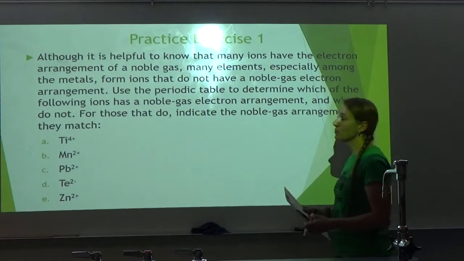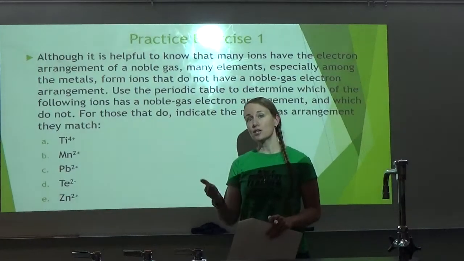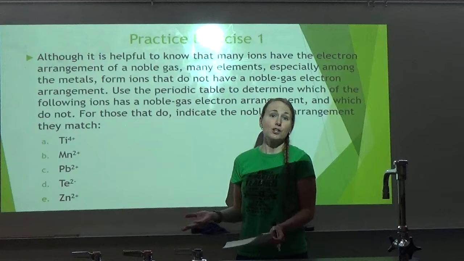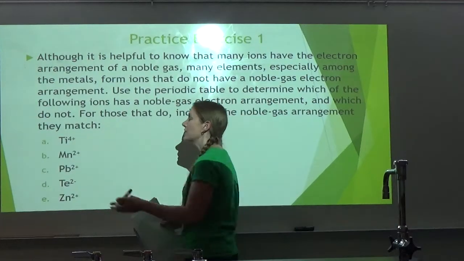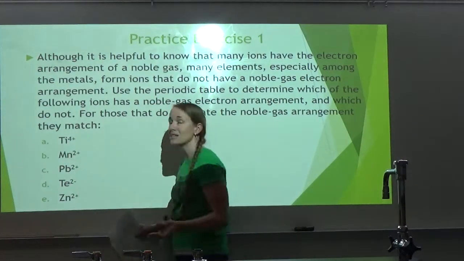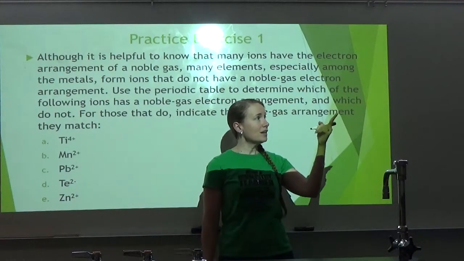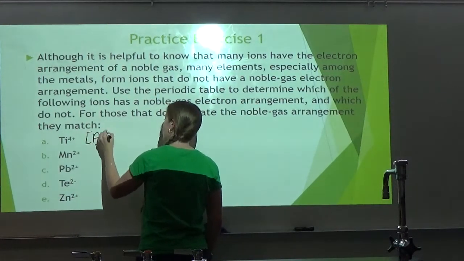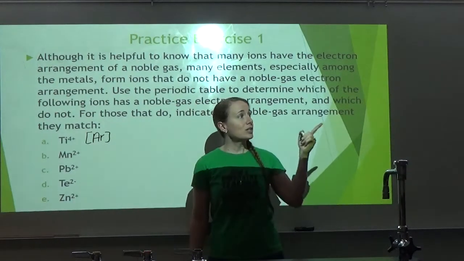So, for this one, I need to see whose electron configuration matches a noble gas. Since I'm trying to find a noble gas, I'm going to do noble gas configuration. Alright, so I do titanium. It has a +4 charge. So titanium, the noble gas before it is argon. So I'm going to start with argon. Alright, and then I'm just going to finish it off.